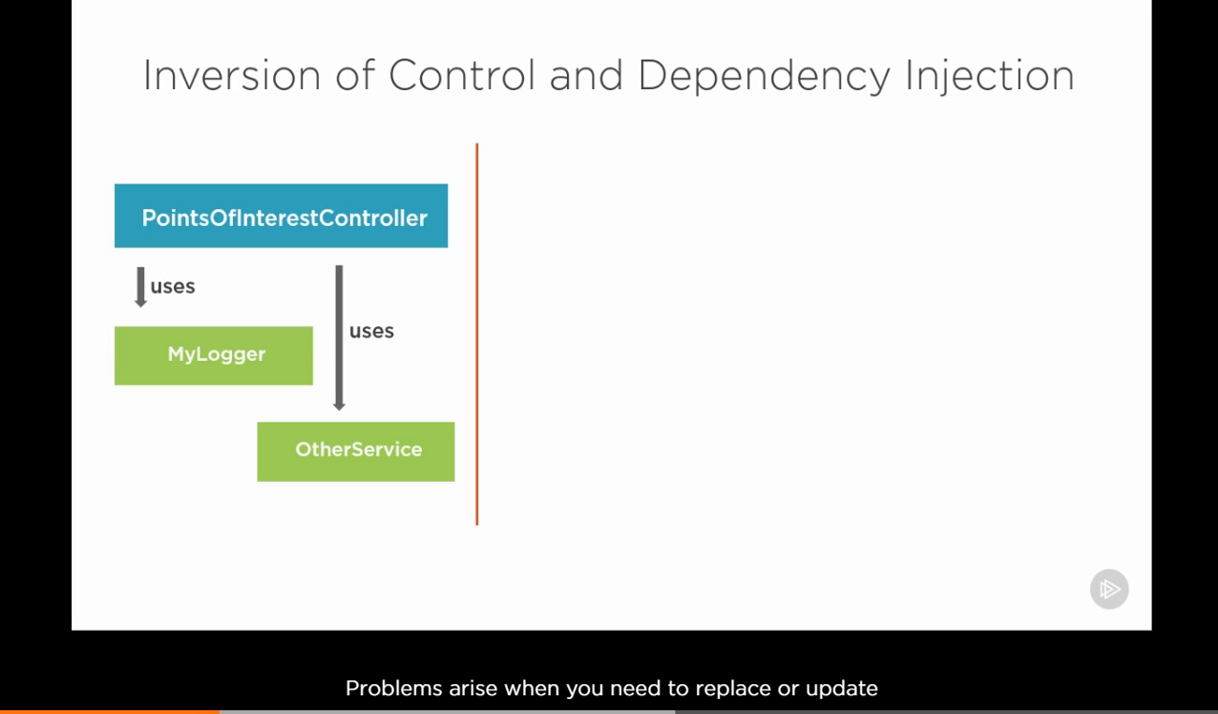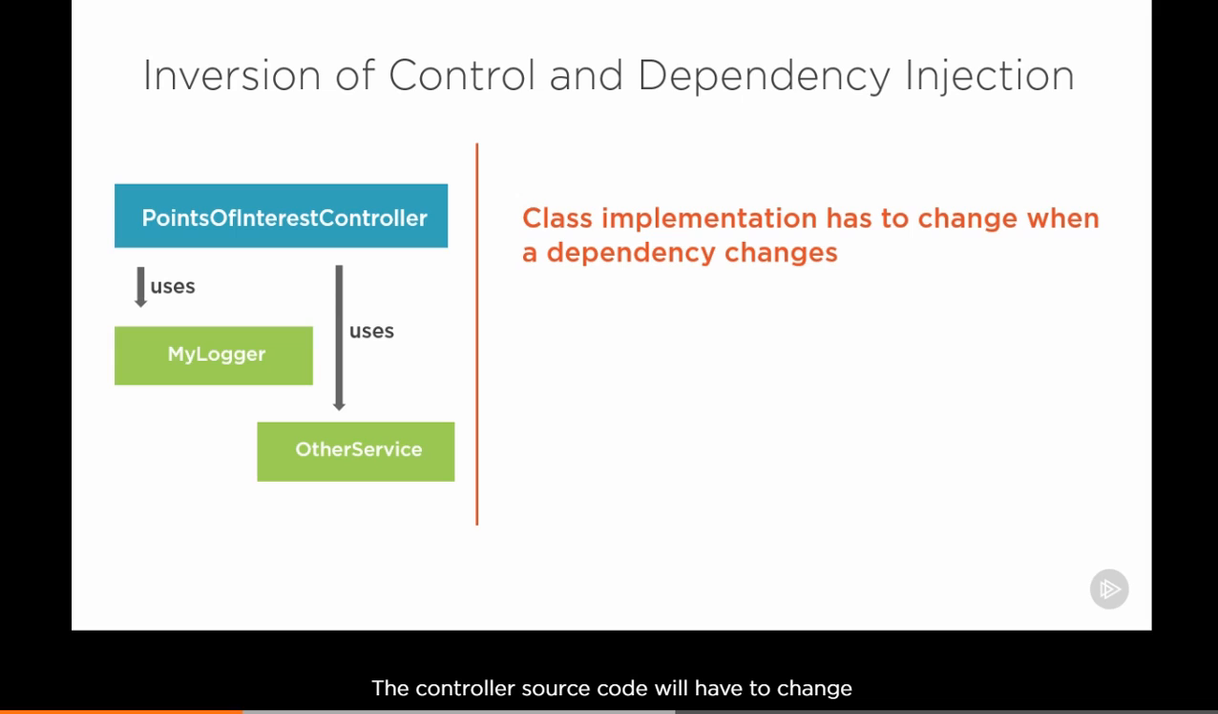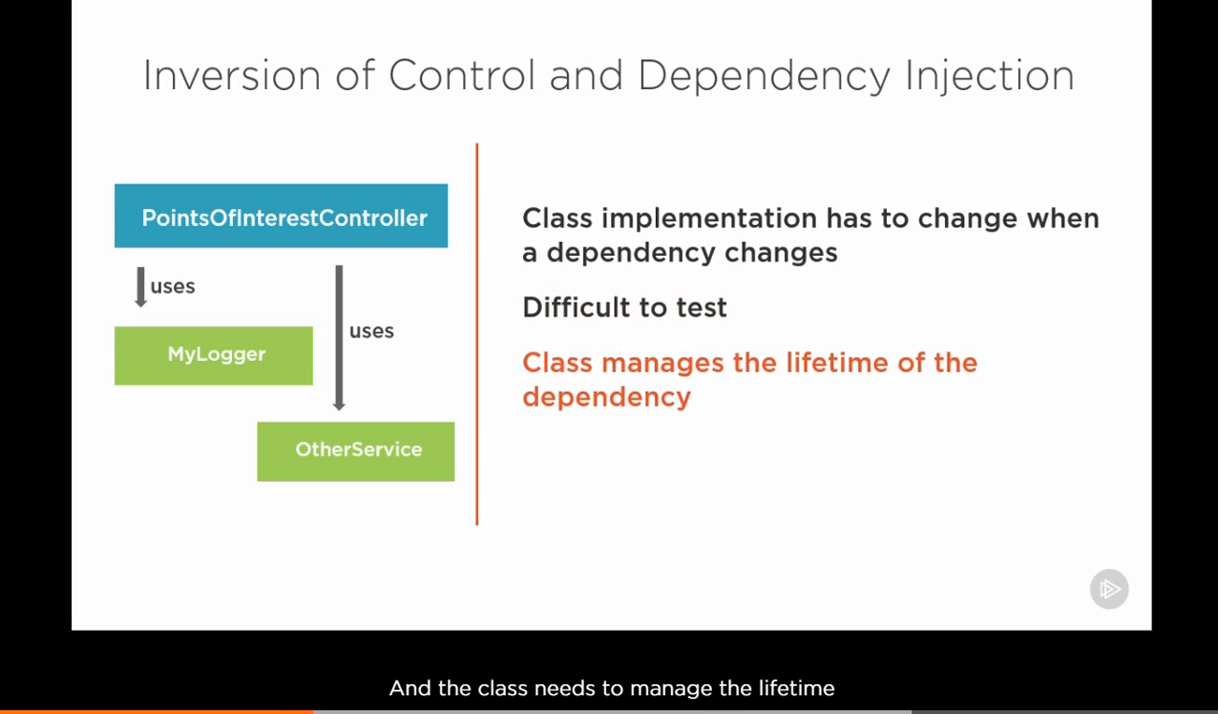Problems arise when you need to replace or update that logger. The controller's source code will have to change. And it also makes the controller harder to test. You can't just replace the logger with a mock version of the logger, as we're using the concrete type. And the class needs to manage the lifetime of the dependency. In short, this is tight coupling.